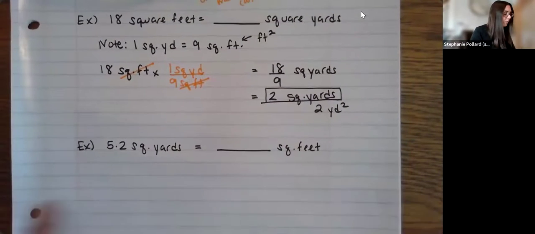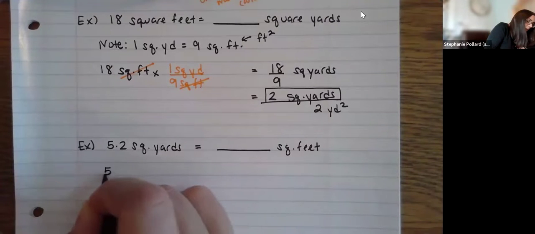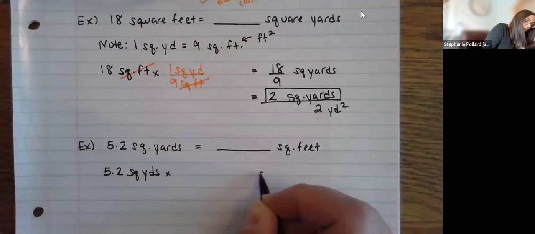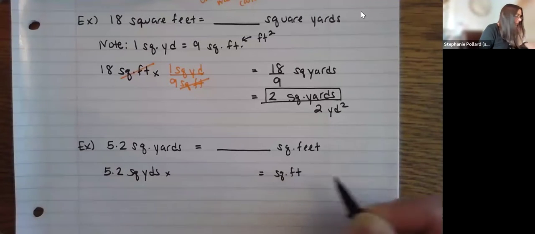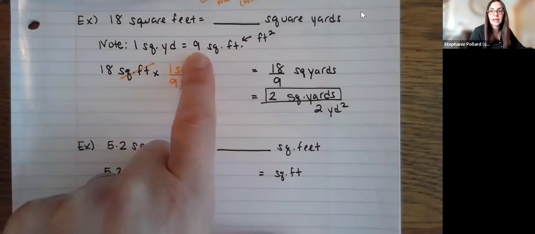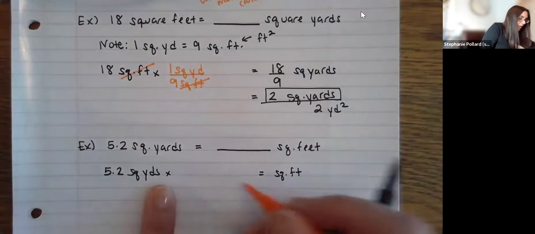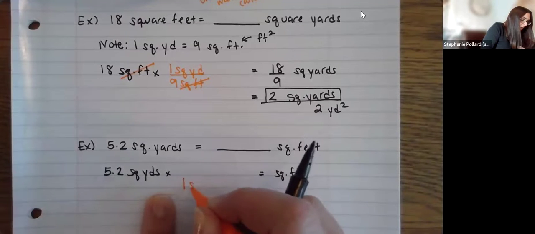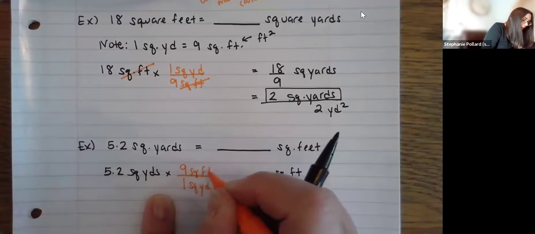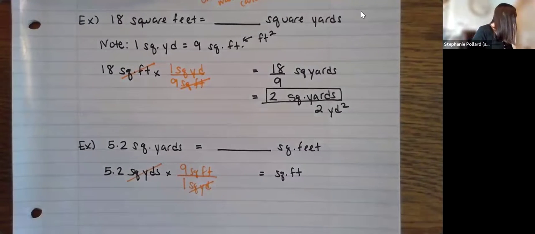All right, so same idea here, converting between square yards and square feet. I'm starting with 5.2 square yards, and I'm trying to get to square feet. The thing that relates those is that 1 square yard is to 9 square feet. And again, the thing I'm trying to cancel goes on bottom. So in this case, I'm going to put the 1 square yard on bottom and the 9 square feet on top. And that will get the units to cancel that I want to get rid of.